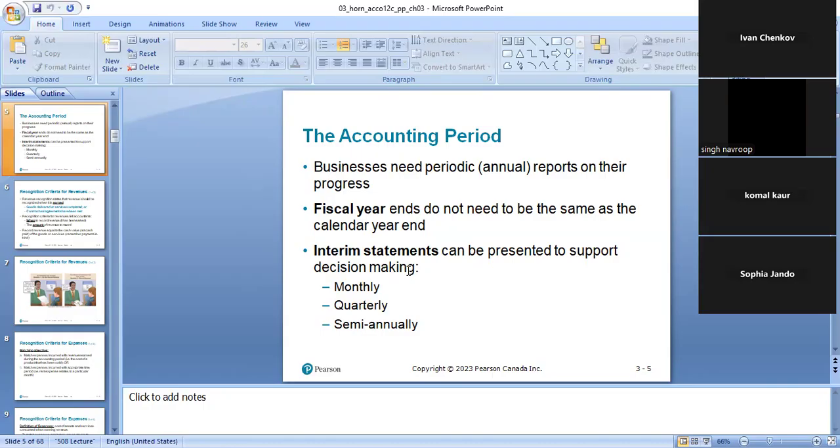So some companies decide to choose July 31st to be the year end. I was working in a company where July 31st was the year end. Then I was working in a company where September 30th was the year end. In another company, October 31st was the year end. Why is that? For different purposes, mostly because of the nature of the business. And then we're going to have interim statements, which are statements within the fiscal year, which can be monthly, quarterly, or semi-annually. Again, we never prepare reports on a weekly basis.